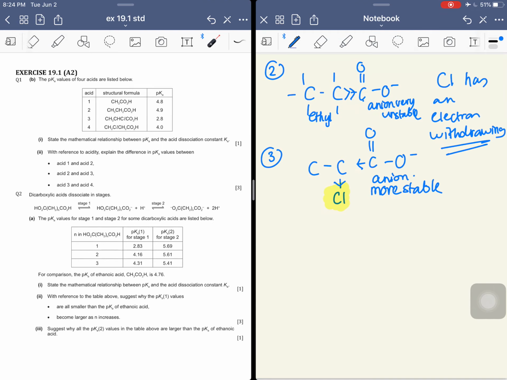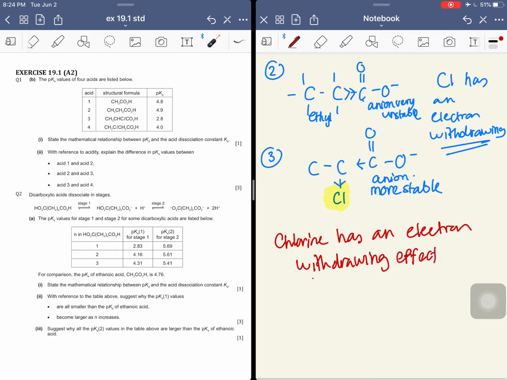Okay, so to answer this, same thing, you will say that chlorine has an electron withdrawing effect which stabilizes the propanoate ion. I wouldn't call it propanoate ion because it's chlorine. Stabilizes the anion of acid 3. Okay.